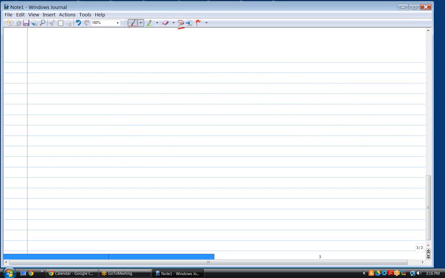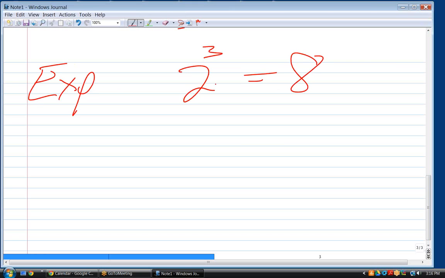Okay, what else? The next one says... Before we go to that one, let me just quiz you on something. Tell me what that is, the exponential expression of that equation. What is the logarithmic expression of that equation?